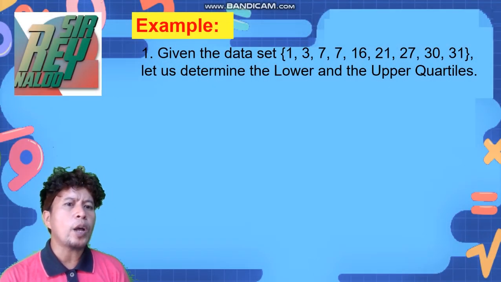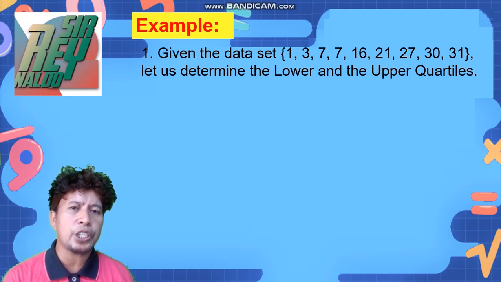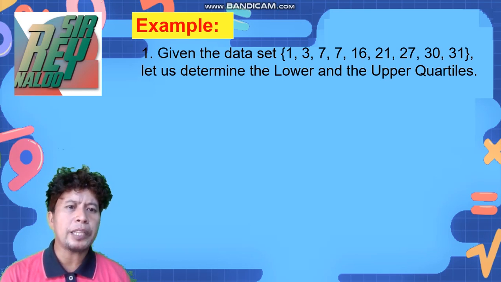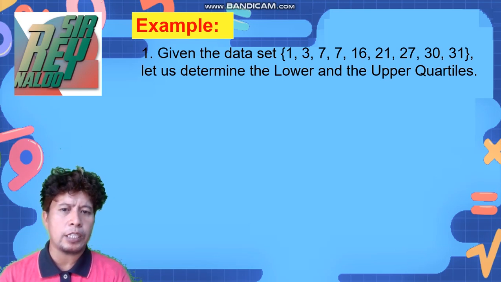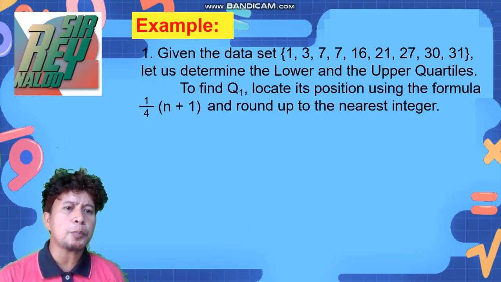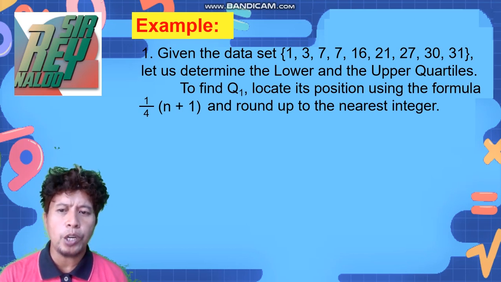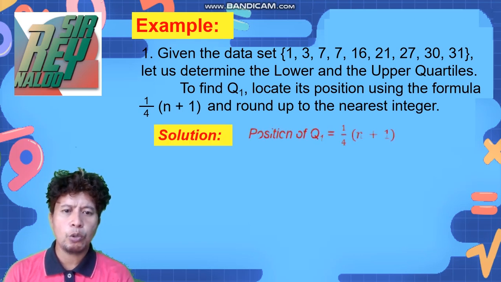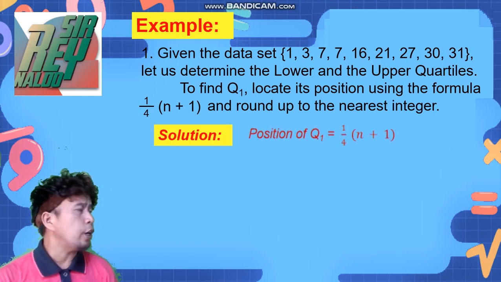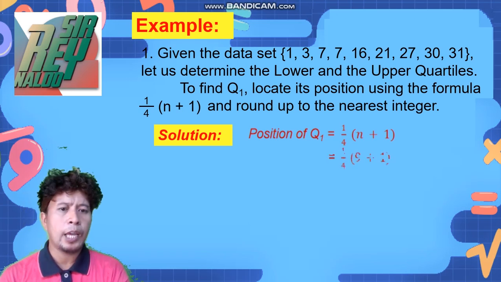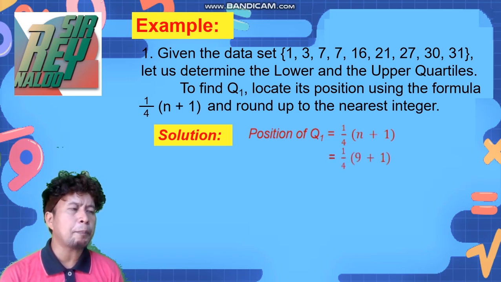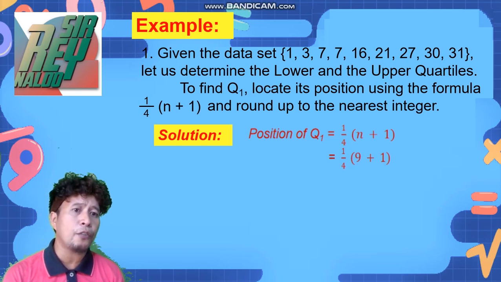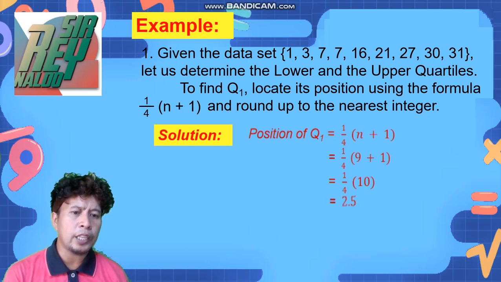Given the data set 1, 3, 7, 7, 16, 21, 27, 30, and 31, let us determine the lower and the upper quartiles. Okay, so to find the Q1, locate its position using the formula 1/4 times the quantity n plus 1 and round to the nearest integer. Okay, here's the solution. So we will use the formula 1/4 times the quantity n plus 1. Then we'll come up with 1/4 times 9 plus 1. Saan galing yung 9? That is the number of data in a set.